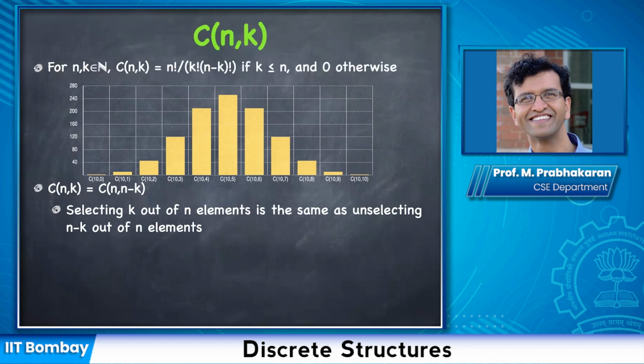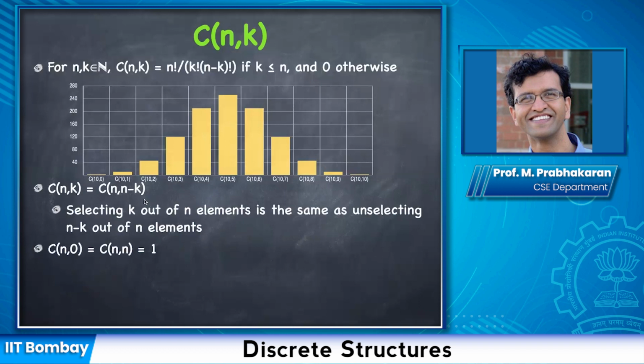Whenever you're choosing a subset of size K, you're also choosing its complement of size n minus K. So the number of ways of choosing a subset of size K is exactly the same as the number of ways of choosing complements of size n minus K. Complements are also just simply subsets. So C(n, K) and C(n, n minus K) are counting the same thing: the number of ways of partitioning your set into a subset of size K and the remaining n minus K elements.